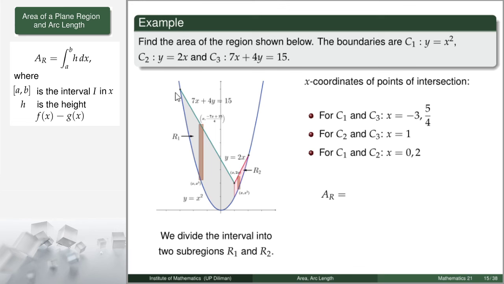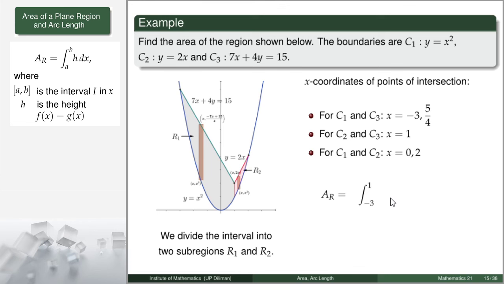For R1, the x values start at this one, which is, as I have said before, -3. And it ended at this red line here, which is at 1. At this full region R1, the top function will be the green one. And you will notice here that the green one is this line 7x plus 4y equal to 15. We cannot put it here. We cannot place 7x plus 4y equal to 15. For one, the function here should be an expression and not an equation.